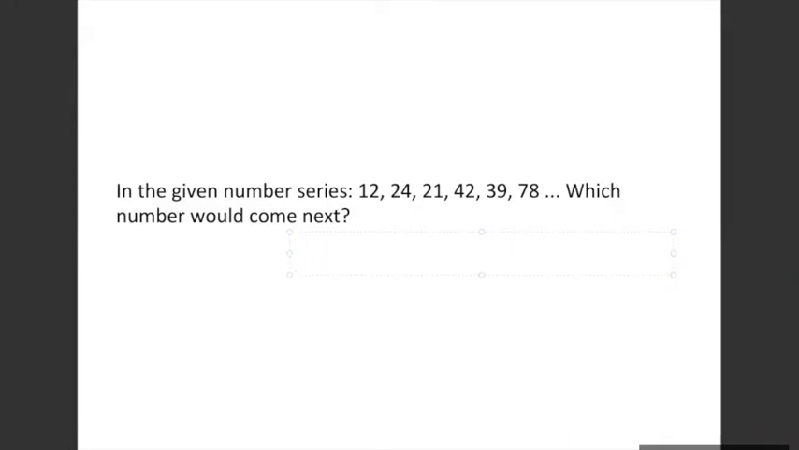So 3 into 4, so 4, 8, then 21 is 7, then 42 is 14, 39 is 13, 78 divided by 3 was 26. 26 is correct. 26, yes. So when I wrote this down, there was a very clear relationship which was coming.